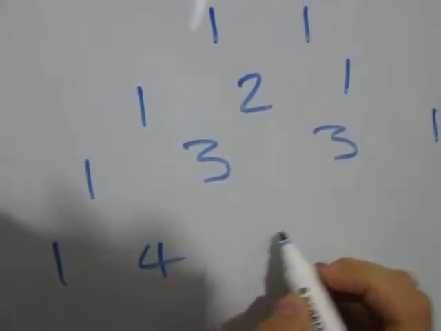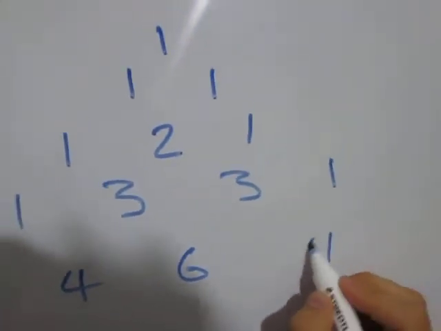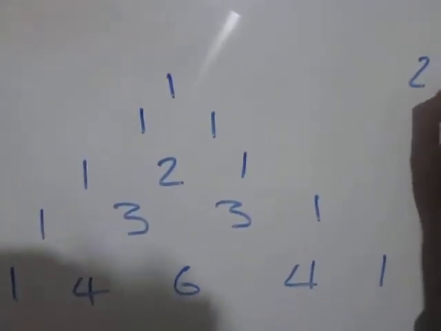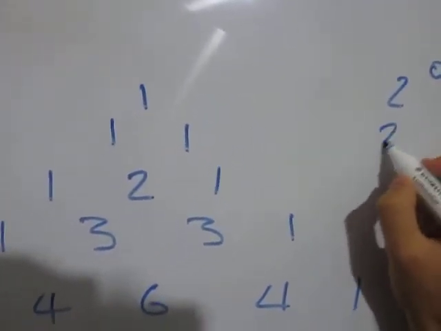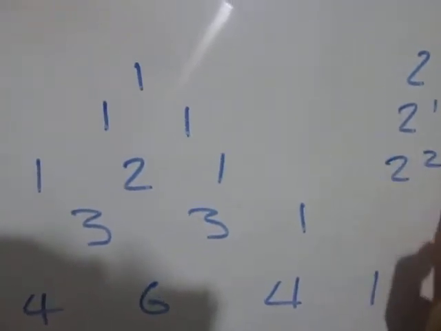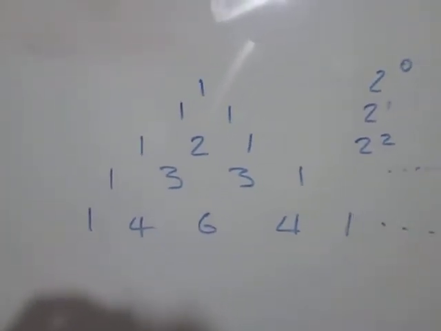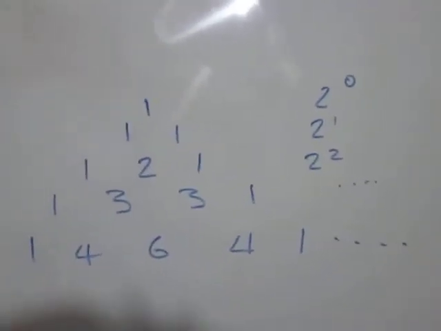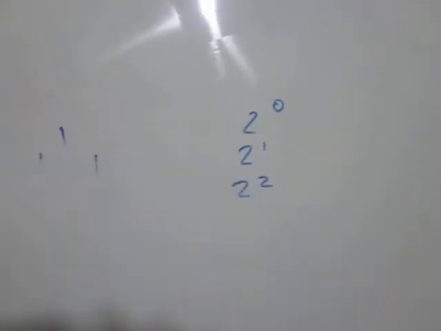1, 4, 6, 4, 1, and it's really cool because the first layer adds to 2 to the power of 0, and then the next layer adds to 2 to the power of 1, and then 2 to the power of 2, and so on. So it continues in this fashion. So this triangle is pretty cool because there's heaps of patterns and stuff. But anyway, I'll let you know the triangle that I thought of.